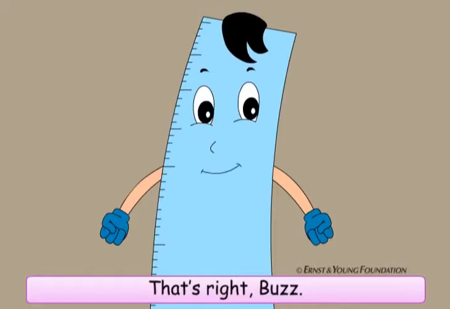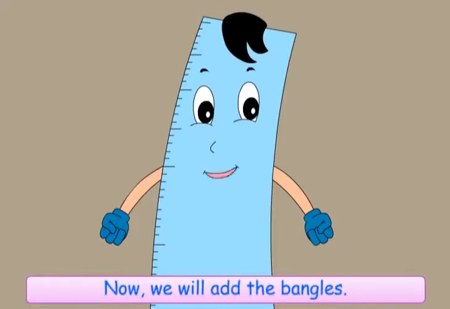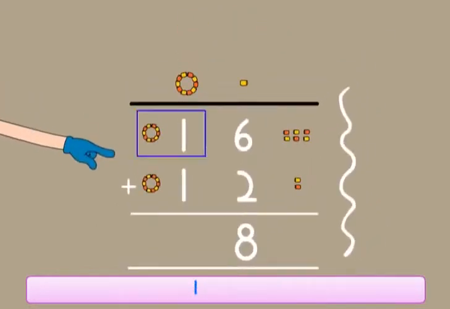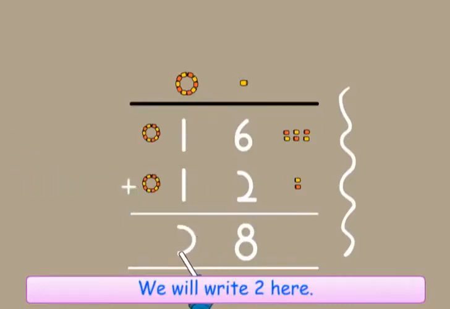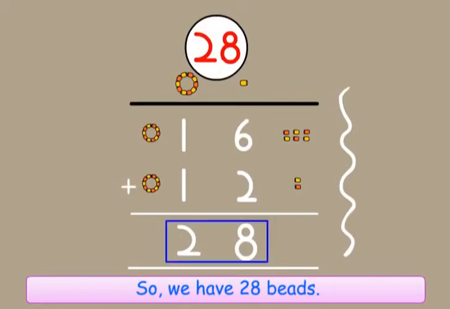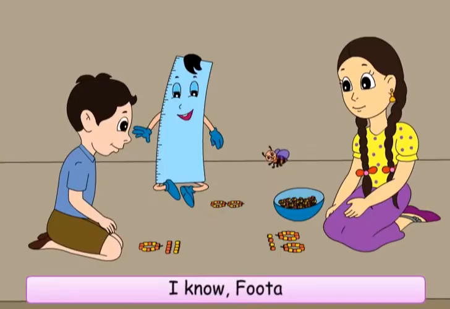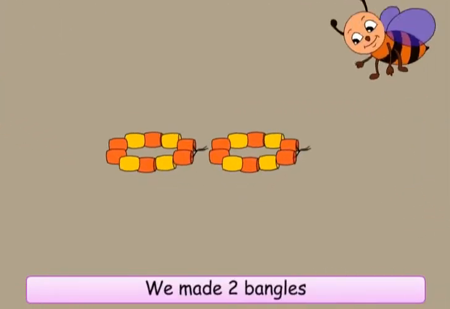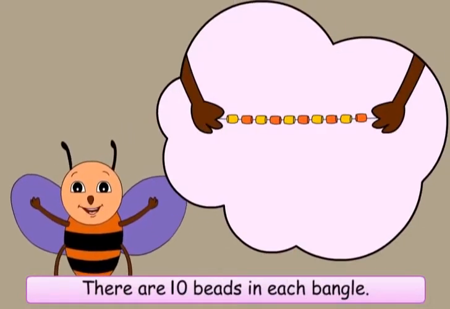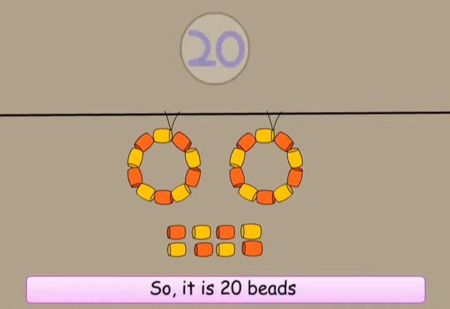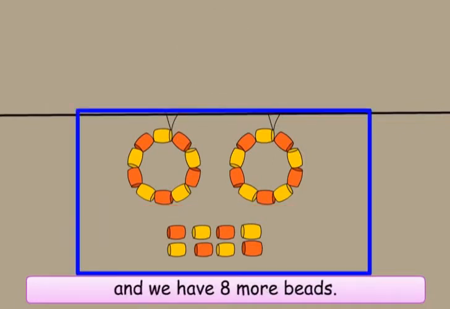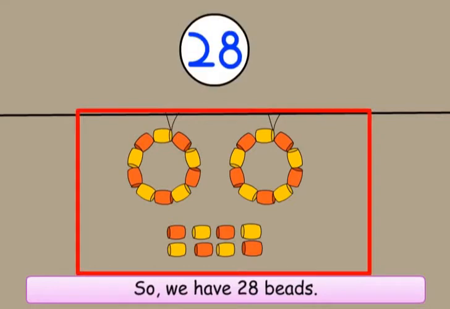That's right, Buzz. Now we will add the bangles. 1 plus 1 is 2. We will write 2 here. So we have 28 beads. I know, Futa. We made 2 bangles. There are 10 beads in each bangle. So it is 20 beads and we have 8 more beads. So we have 28 beads.